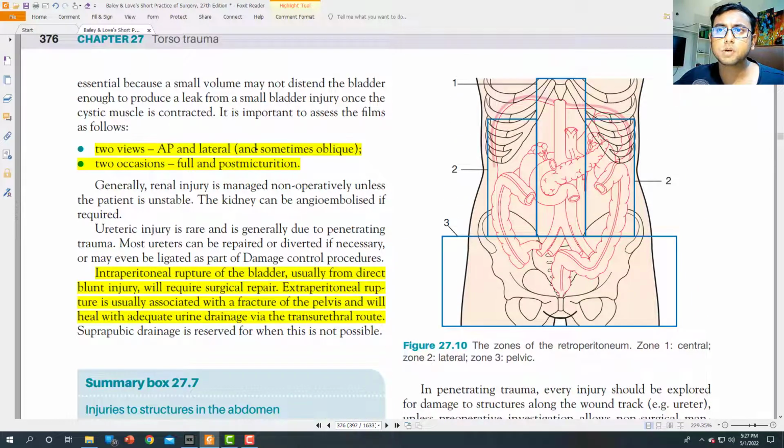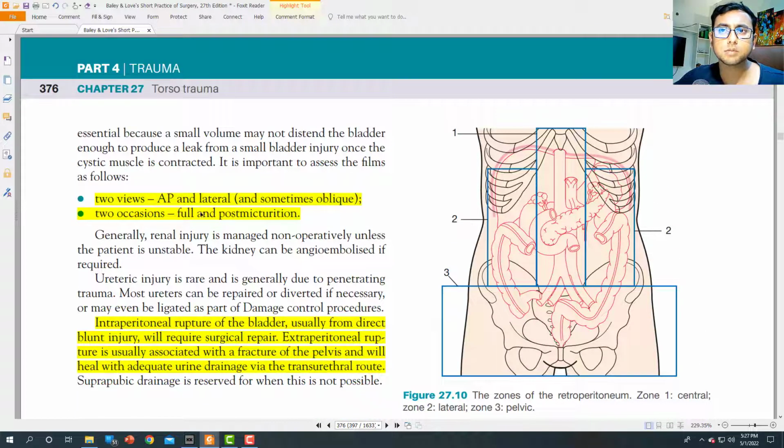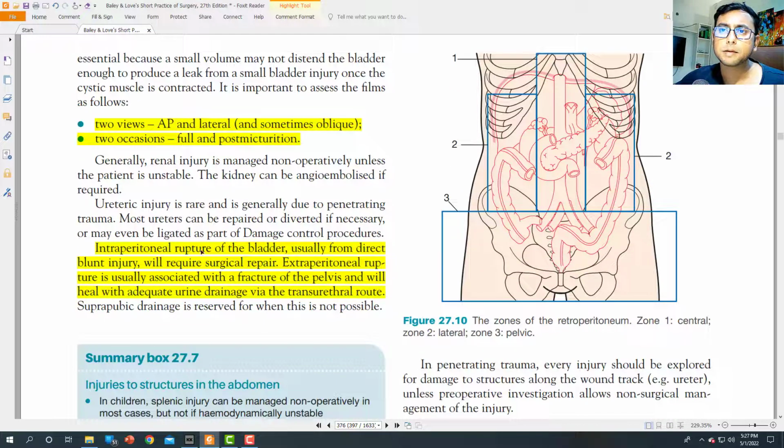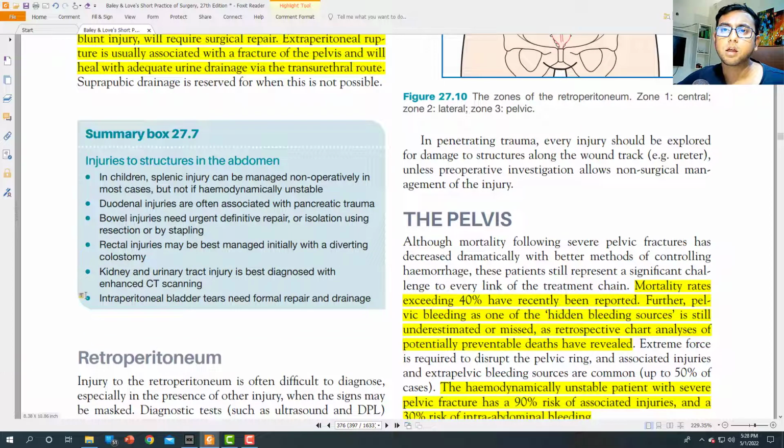Two views, AP view and lateral view, and on two occasions, full and post micturition. So there are two times when we perform CT or X-ray, full and post micturition, and two views, anteroposterior and lateral. Intraperitoneal rupture of the bladder, usually from direct blunt injury, will require surgical repair. Surgery is mandatory. Extraperitoneal rupture is usually associated with fracture of the pelvis and will heal with adequate urine drainage via the transurethral route.